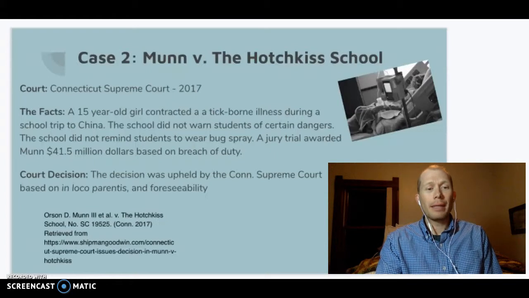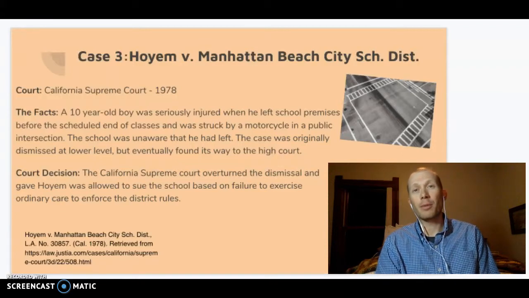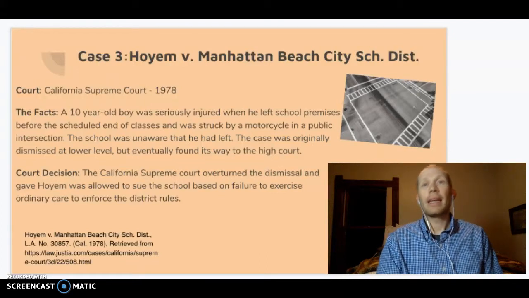Case number 3. In case 3, Hoyam versus Manhattan Beach City School District, there was a 10-year-old boy in 1978 who left school before the end of scheduled classes during summer school, and he ran into a public intersection and was struck by a motorcycle, resulting in very serious injuries. Now, the school claimed that they could not be responsible for an accident that did not occur on school grounds, and actually this case was dismissed at a lower level court, but it was appealed by the plaintiff, and it was eventually brought to the California Supreme Court, and they ruled that the case was unnecessarily dismissed.